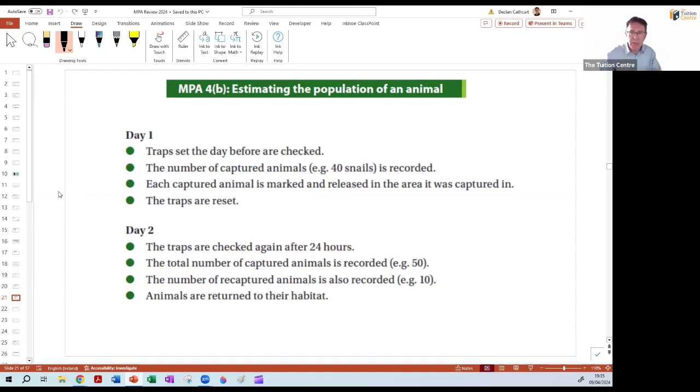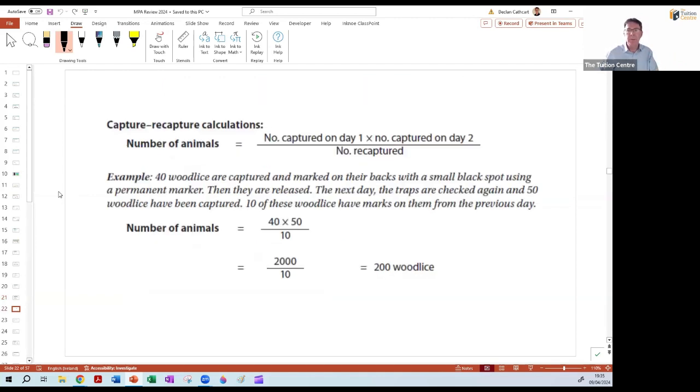You've reset your pitfall traps, gone off to bed again, come back in the morning, check your pitfall traps. Some of the snails in your pitfall trap have the mark on. Some of them don't. You count the number that you captured on day 1 already, and you count the total number that you captured on day 2, and you count the number that were recaptured. And this is the formula. You multiply the number captured on day 1 by the total number captured on day 2, times those together, and divide by the total number of recaptured snails from day 2. Recaptured, the ones with the mark on.